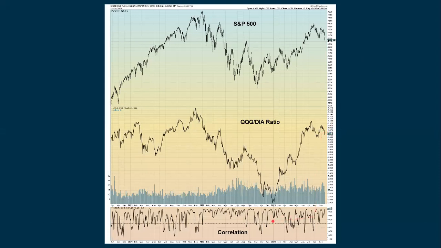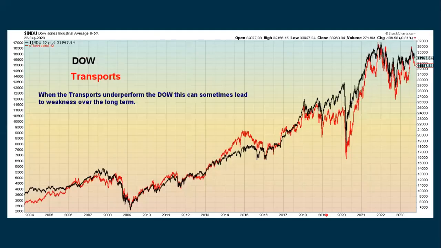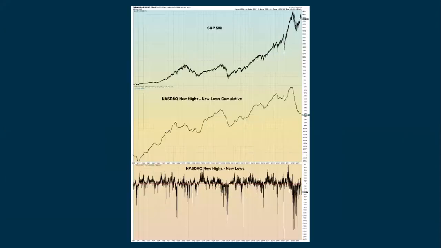And then what I mainly focus on is on the bottom, where the correlation right now is really strong between the two. We look at the Dow versus the transports, and the red line below the black line means the transports are underperforming. In a solid environment, we want to see the red line above the black line. And then this is a chart that I talk about in every video, but I haven't been showing it lately.